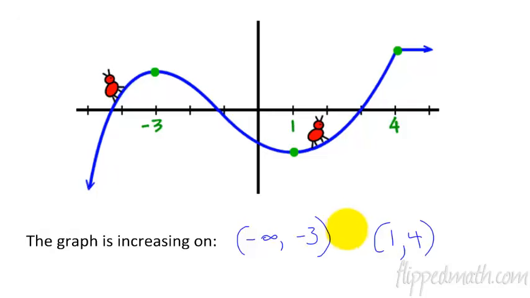Now, notice I left some space in between here. That was on purpose. In this space, I'm going to put this symbol that looks like a U. It's not actually a U. It stands for union. So it is both negative infinity to negative 3, and it's including 1 to 4. So this is our parentheses. This is not a coordinate point like you're used to. This is an interval from this point to this point. All right, so the graph is increasing on those two intervals combined.